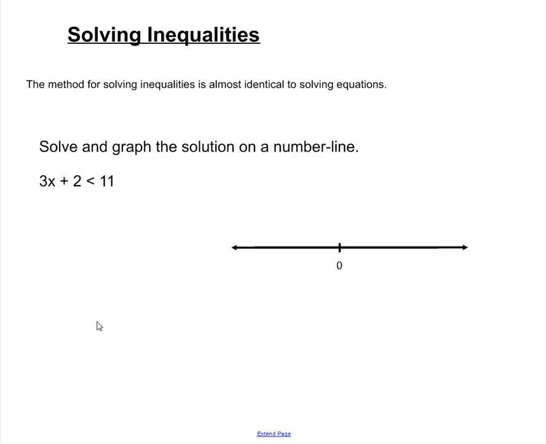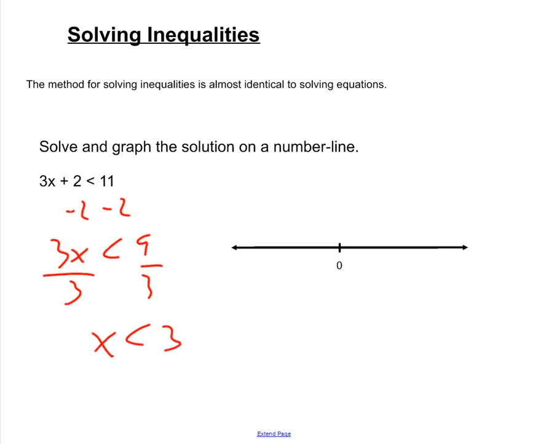Now we're going to start solving inequalities. Solving inequalities works almost identical to solving equations. We're going to follow inverse operations to isolate the variable. So here we would subtract 2. 3x is less than 9. Divide by 3, divide by 3. x is less than 3.